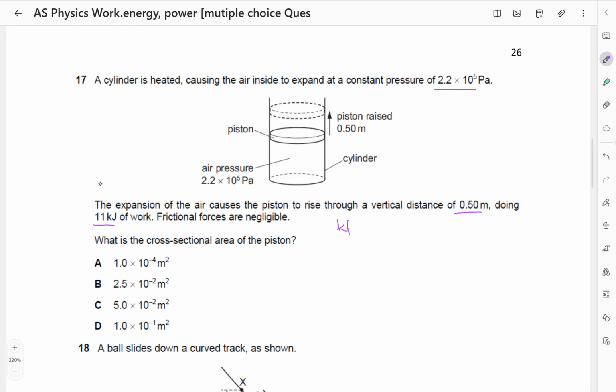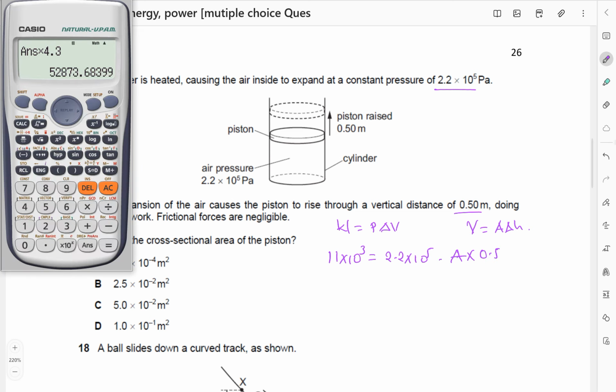We know that work done is equal to pressure times the change in volume. Remember, volume is going to be the cross-sectional area times the change in height h. So we want the cross-sectional area. The work done is 11 times 10 power 3. The pressure is 2.2 times 10 power 5. And the change in volume is the cross-sectional area times the change in height, which is 0.5. So I'll just check with my calculator: 11 times 10 power 3 divided by 0.5 times 2.2 times 10 power 5.